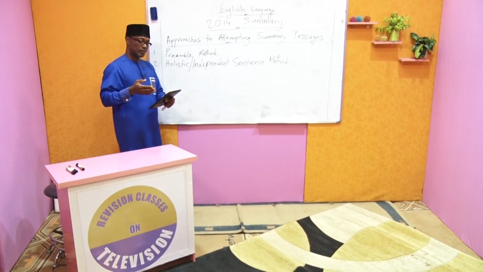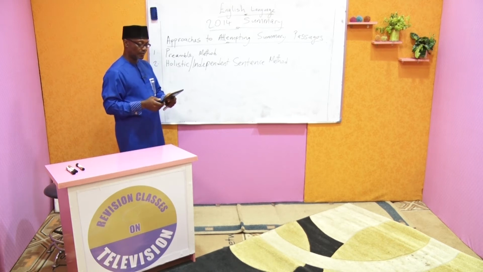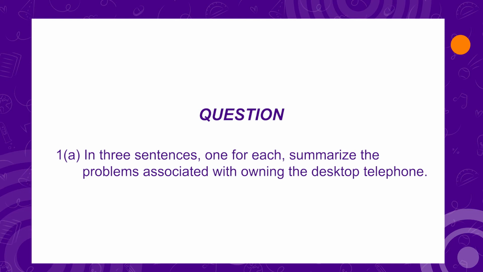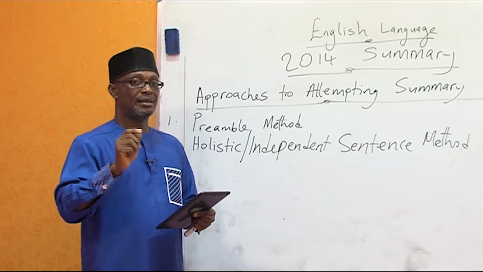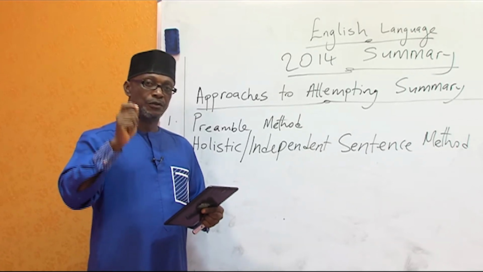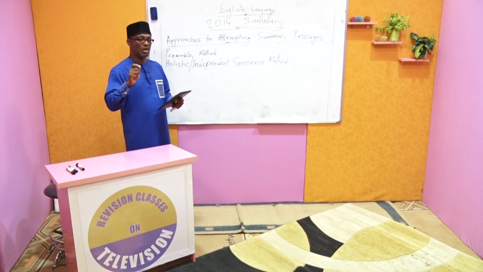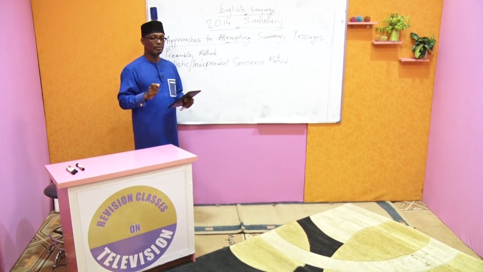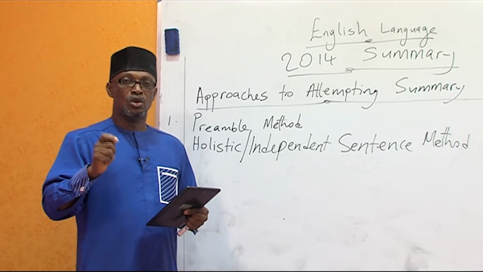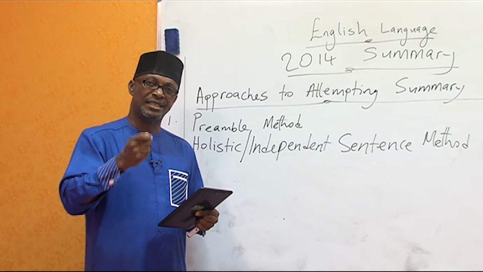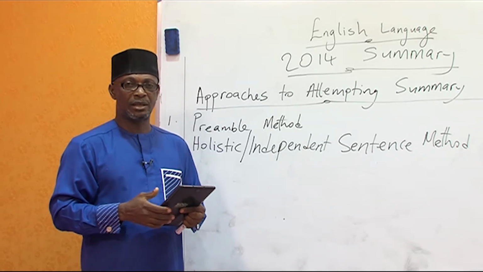The question: in 3 sentences, one for each, summarize the problems associated with owning the desktop telephone. In 3 simple sentences, you have to summarize. Remember, don't copy from the passage blindly. In as much as you don't want to copy or lift directly from the passage, let your diction not change the whole meaning or the idea the writer is trying to pass across.